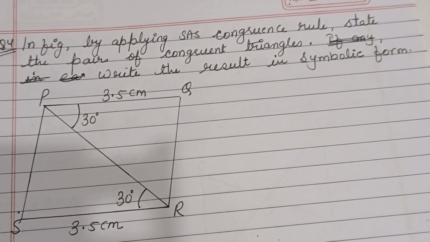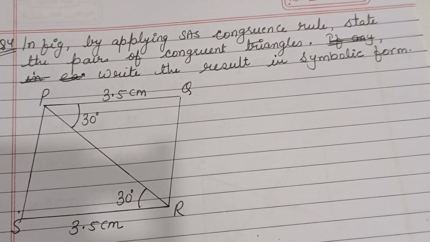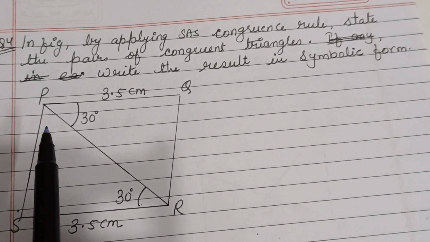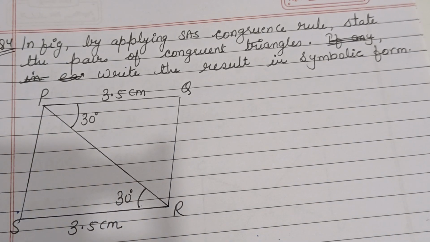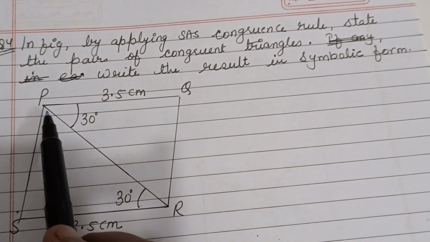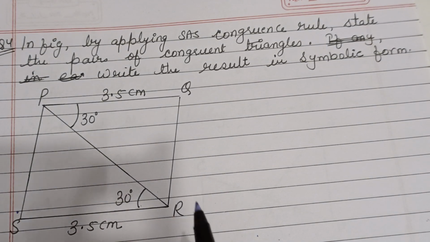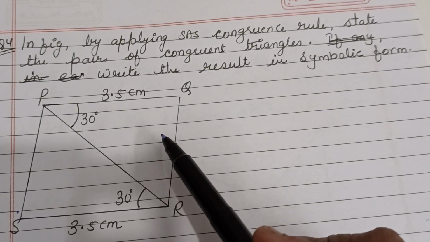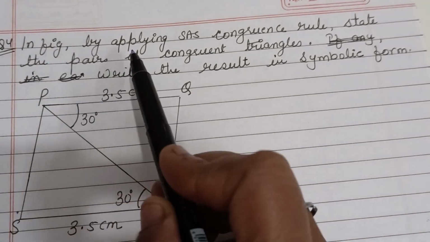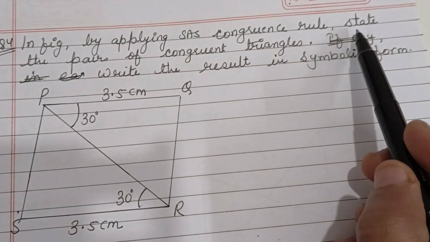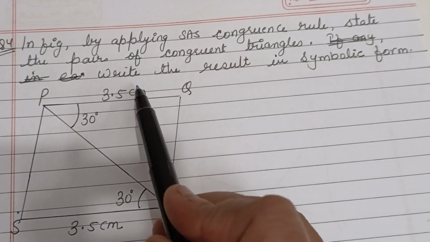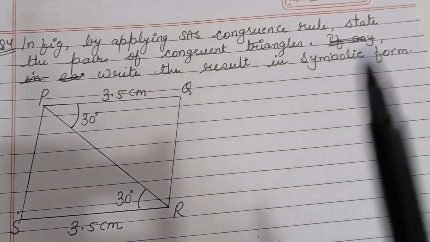Now I am going to apply SAS in this type of question where a quadrilateral PQRS has been given. In it one diagonal has been joined, which divides the quadrilateral into two parts. In the figure, by applying the SAS congruence rule, state the pair of congruent triangles. Write the result in symbolic form.